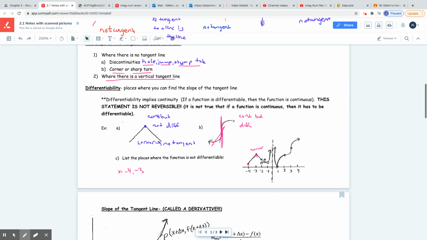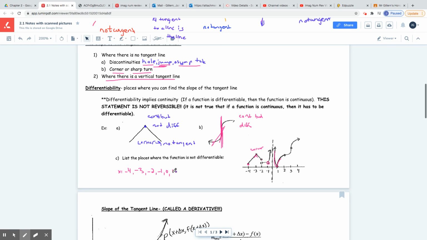What's happening at -2? We have a jump, which means it's not differentiable. What's happening at -1? We have a hole, which means it's not differentiable. What's happening at 0? We have an asymptote, which means it's not differentiable. What's happening at 1? Is that differentiable? No, it's a sharp turn.